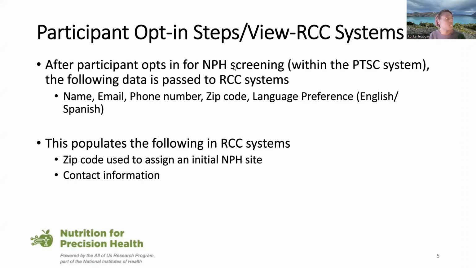After the participant opts in for MPH screening, which happens within the PTSD system, the following data is then passed to RCC systems. That's the name, email, phone number, zip code, and language preference, and that's just English or Spanish. Then this populates the following in the RCC systems. So the zip code is used to assign an initial MPH site, and the other information is used as participant contact information.